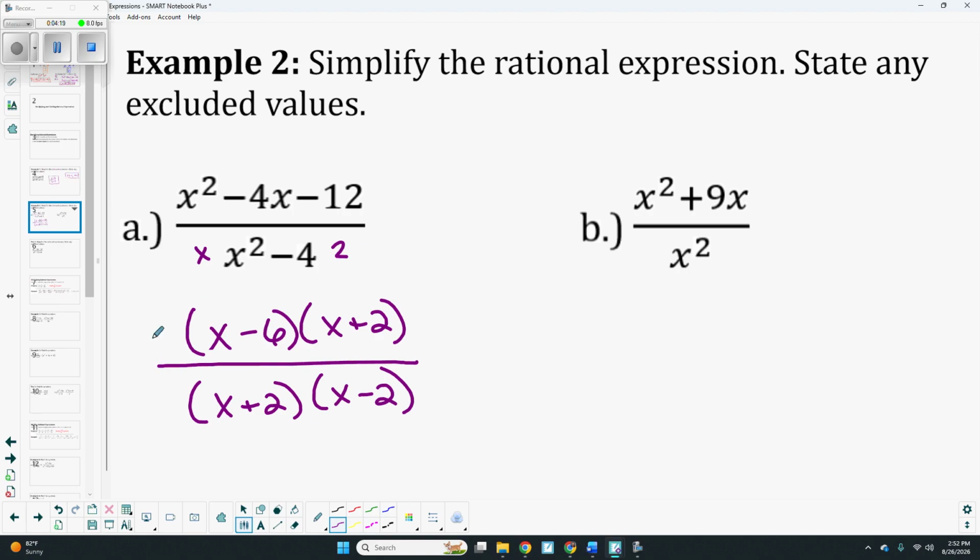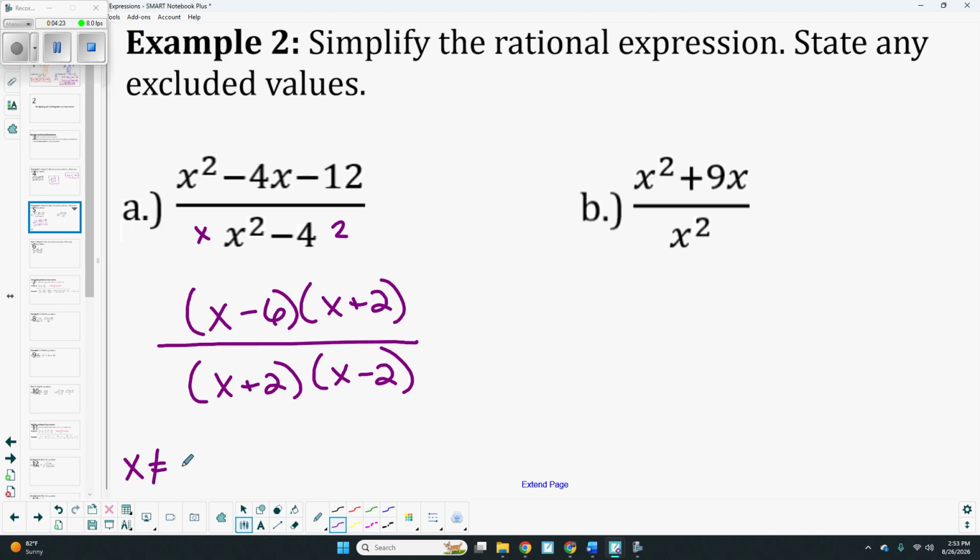So from my original expression, x cannot equal 2 or -2. But I'm able to cancel out the factors of x plus 2 on the top and bottom. So what I'm left with is x minus 6 over x minus 2.